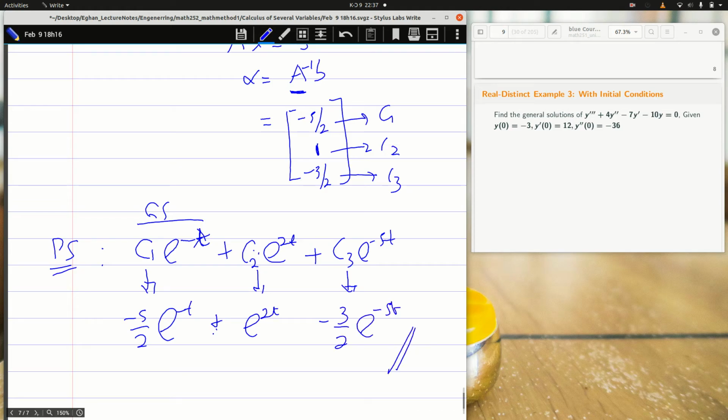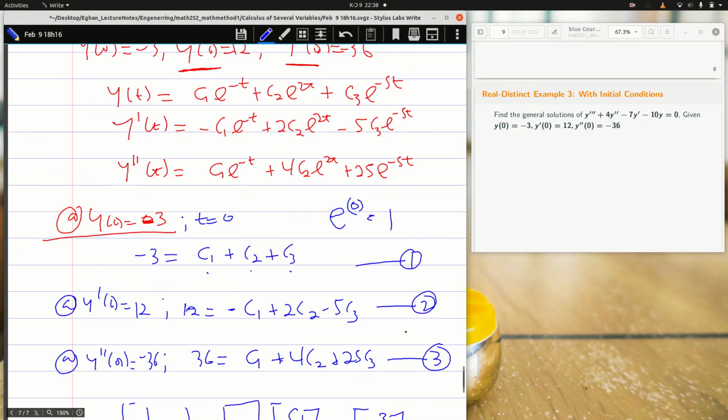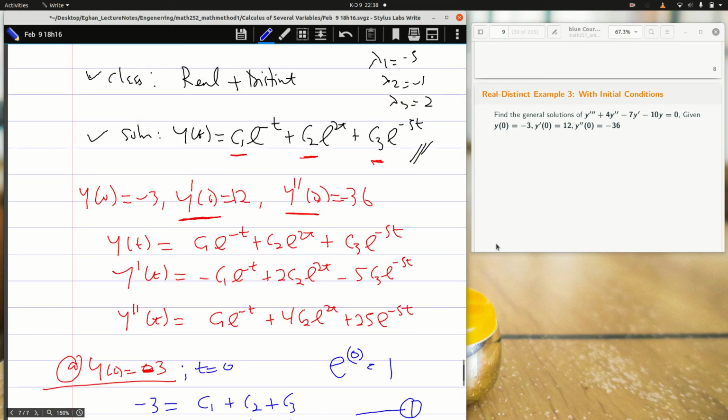It means at any given t, I can find a particular solution. This is the general, this is the particular. So this is how we use the initial conditions given. Always first try and get your derivatives with respect to the conditions given, so you can easily do the substitution. I hope this is well understood.